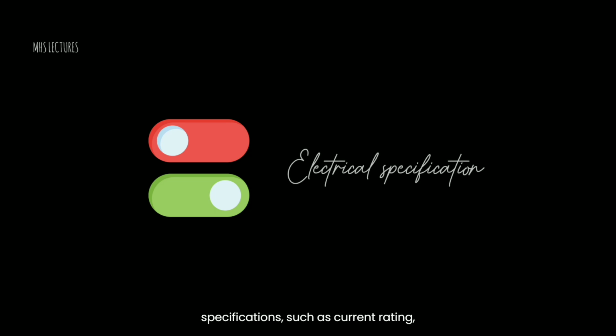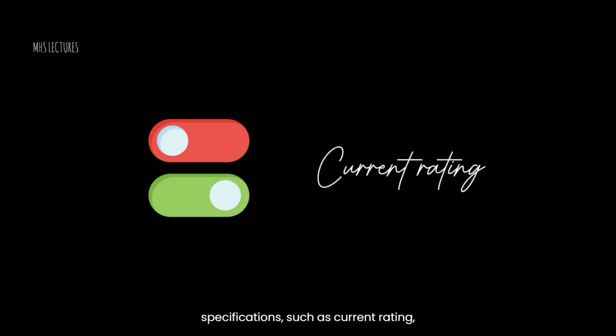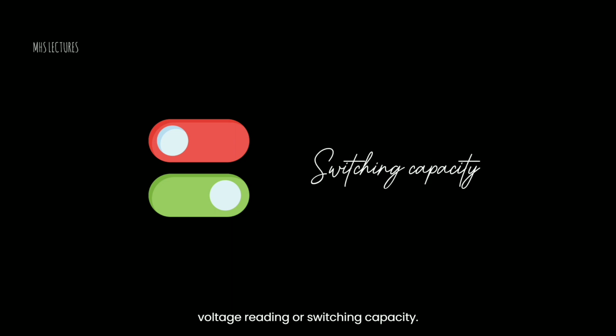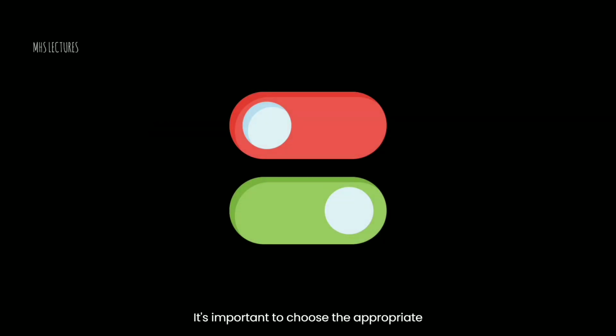Switches can also be classified based on their electrical specifications, such as current rating, voltage rating, or switching capacity. It's important to choose the appropriate switch for a specific application to ensure it can handle the required electrical parameters.